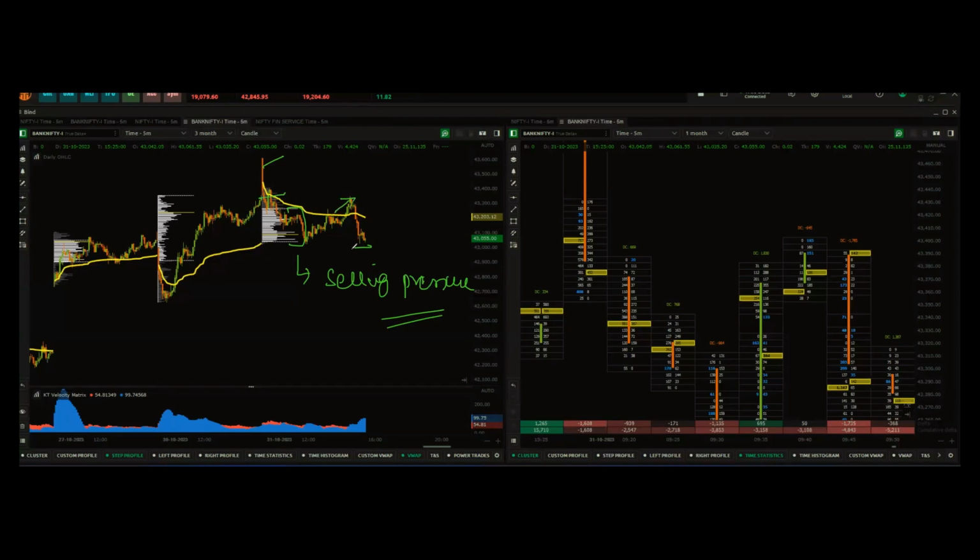Even this pullback was sold into. Market started coming down after this pullback above VWAP. This is where fresh shorts were added actually. So this kind of volume profile pattern indicates that there is distribution in play in the market. So tomorrow's open becomes crucial.